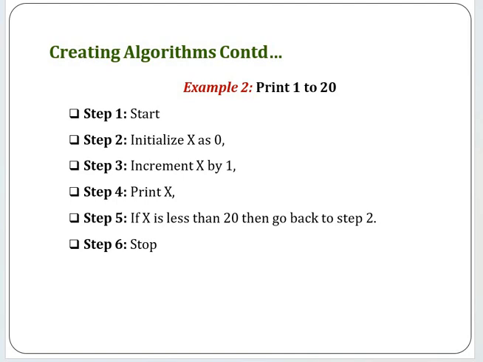And then the second example is that you have to print numbers from 1 to 20. How does the algorithm start? First step is initialization. Start, so you have to begin the process. And then initialize x, so set the value of variable x to 0, and then increase the value of x by 1. Display the current value of x. If x is less than 20, go back to step 3. Then terminate the process once x reaches 20.